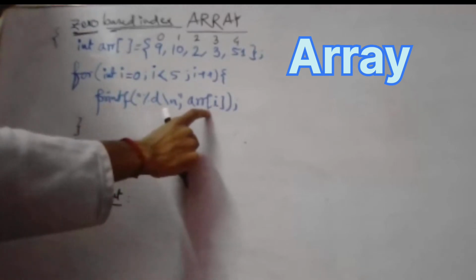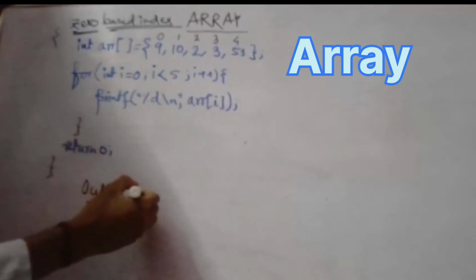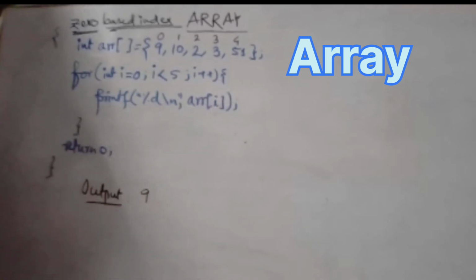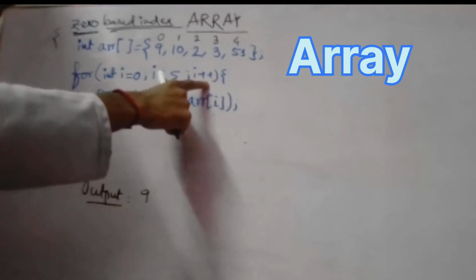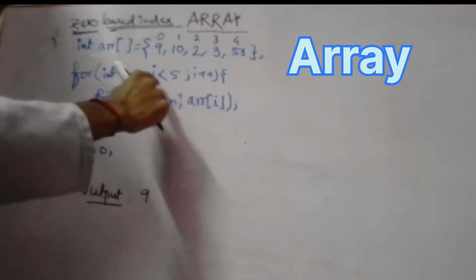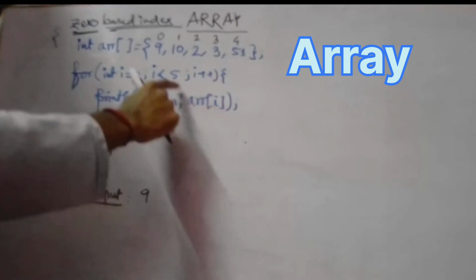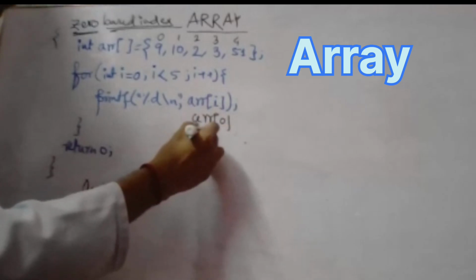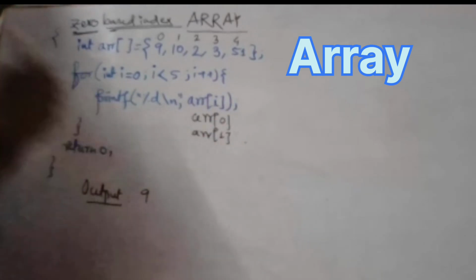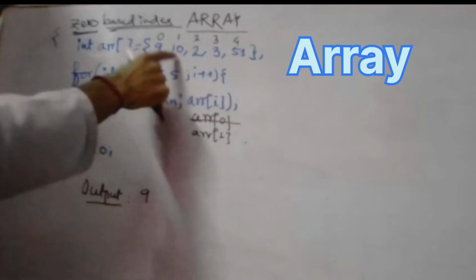So print array of 0. What is array of 0? It means 9. So 9 will be printed. After that, the i value will be updated, so it will become 1. So 1 is less than 5. Okay, so enter the loop. So array of 1. Array of 0 is out. So array of 1. Array of 1 means 10.